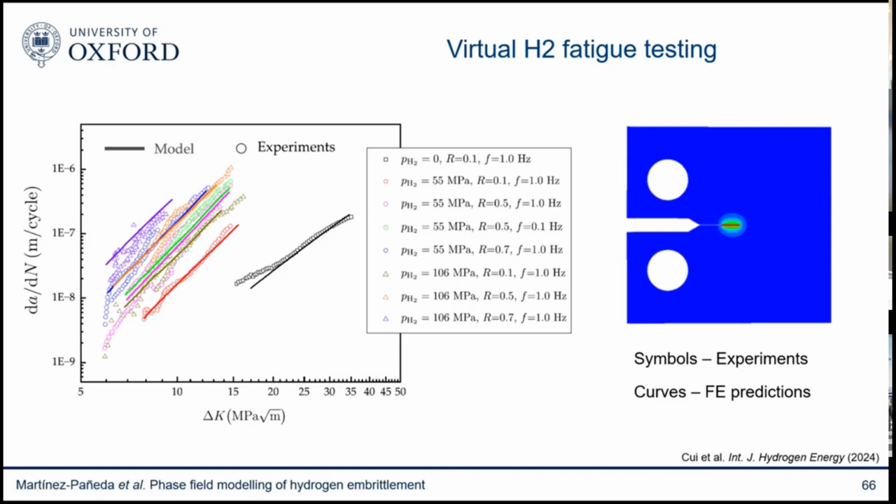We load with a different load ratio. We apply a different hydrogen concentration at the surface because we changed the hydrogen pressure, using Sieverts' law. So there was no fitting or recalibration. It's the same model. We just tell the model that we have a different scenario. We have hydrogen, we have different loading conditions, and it gives us a very good agreement.